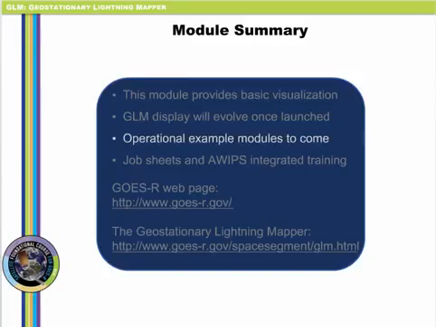Some future applications training modules will include a flash extent density to show trends in spatial extent, an automated lightning jump algorithm for severe weather, as well as lightning safety for both outdoor events and aviation applications. Job sheets and integrated training in AWIPS also will be included after GLM's launch.